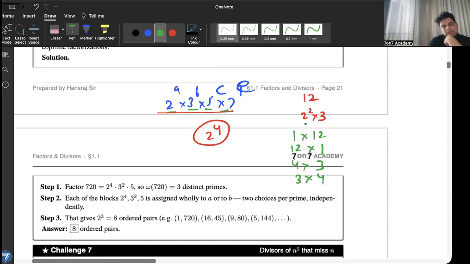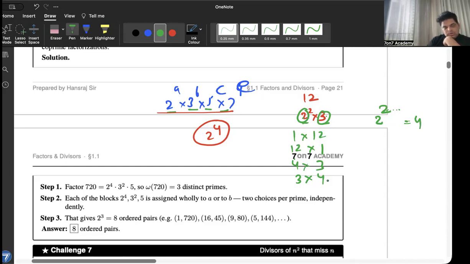No, no. Because there are two prime bases, and the rule says 2 raised to how many different prime numbers you have in the base. So 2 only, no? So 4 different ways to split it. Any problem? Anything that you didn't understand here? Can we now understand?